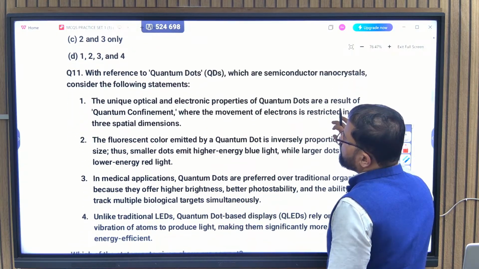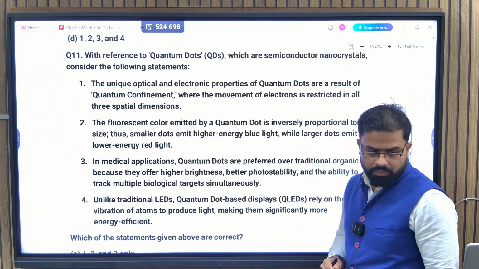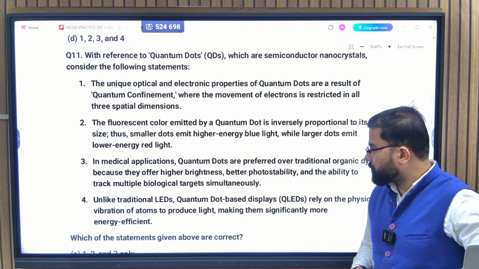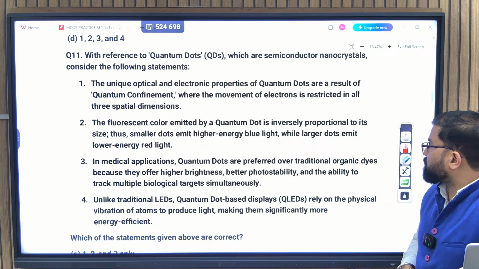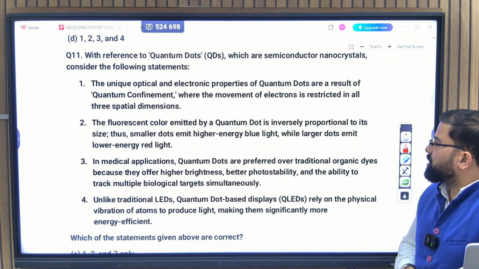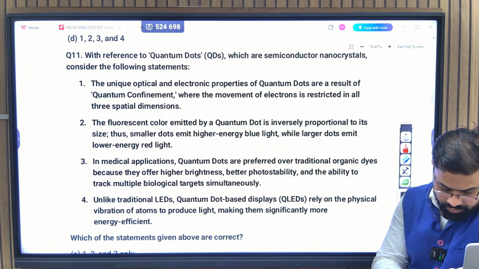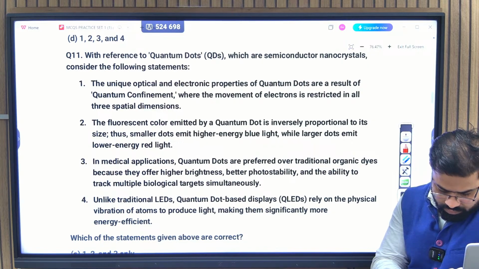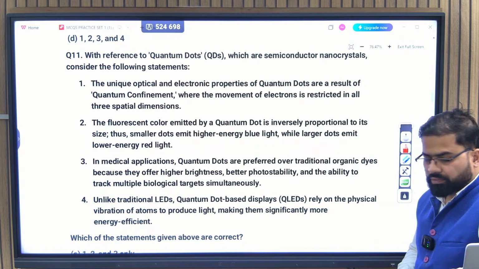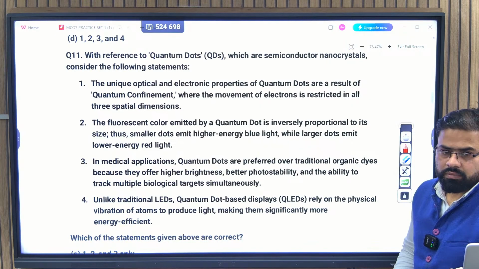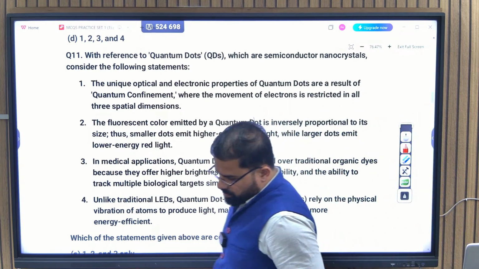Question number 11, solve it. We have discussed about the quantum dots. Question number 11. With reference to quantum dots, which are semiconductor nanocrystals, consider the following statements. Solve it. Please solve this question.